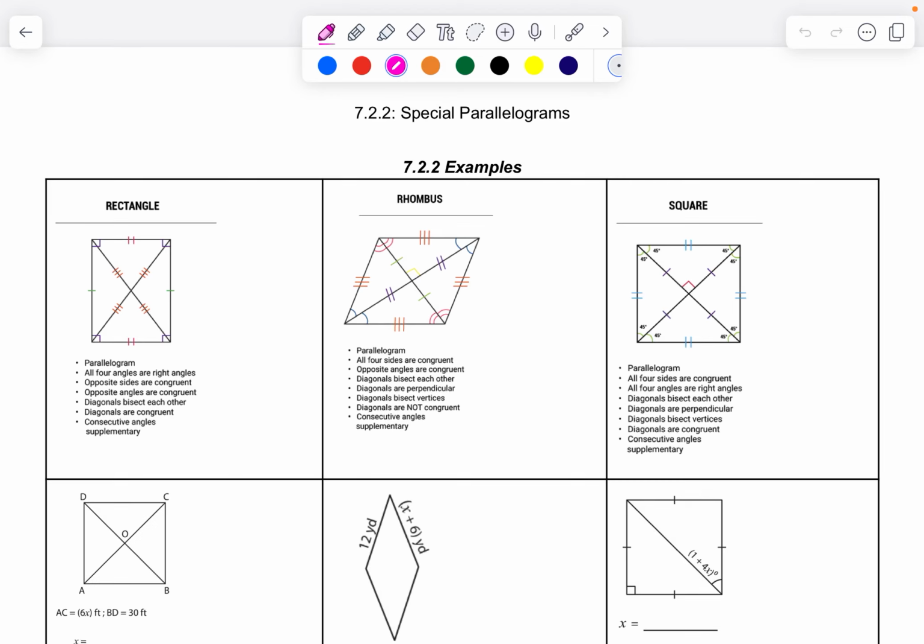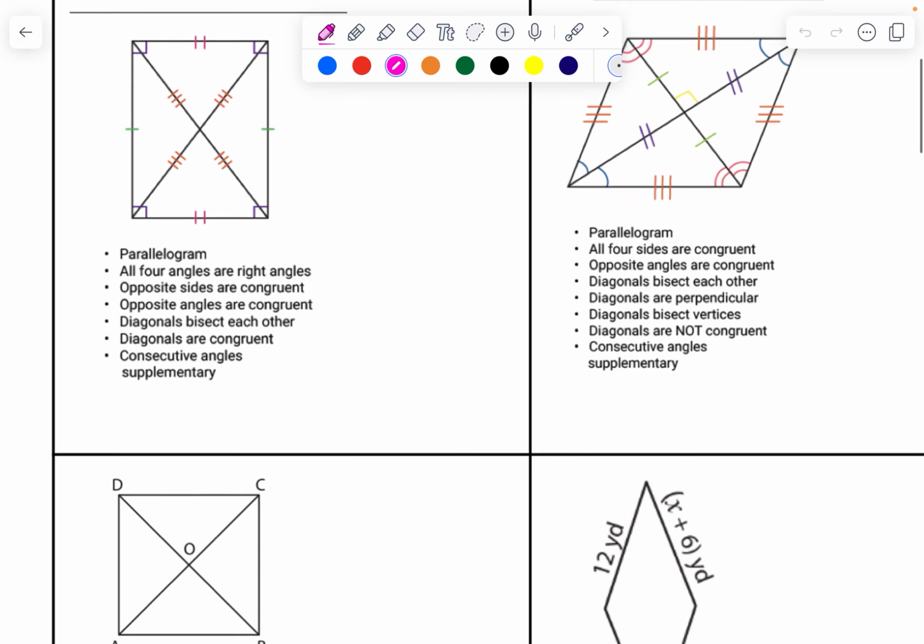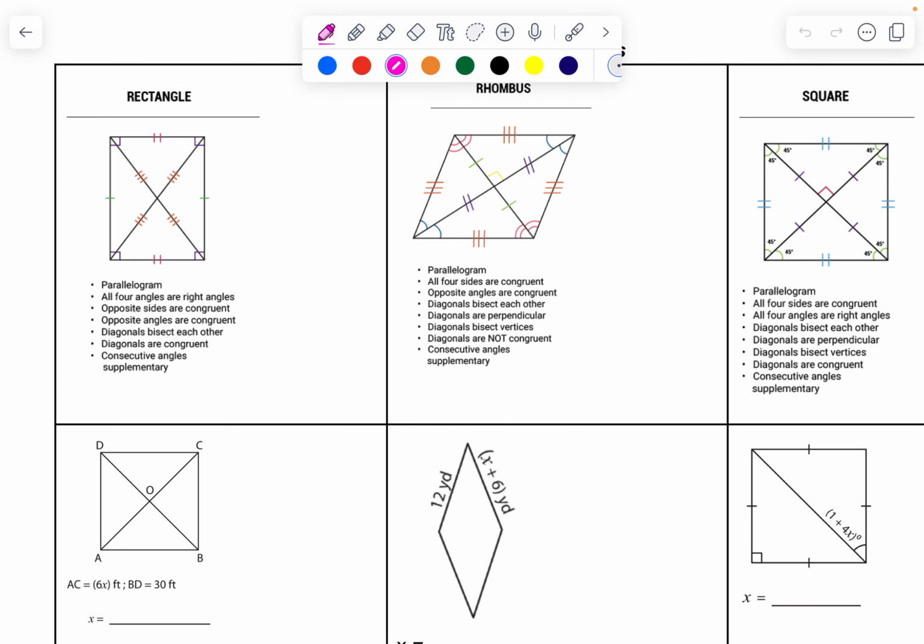Hello friends, today we're going to talk about special parallelograms, specifically rectangles, rhombuses, and squares. So a rectangle is a parallelogram, which means all the stuff we said was true about a parallelogram is also true about a rectangle, but also all four angles are right angles.